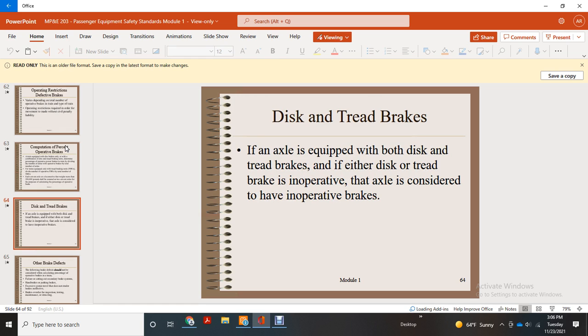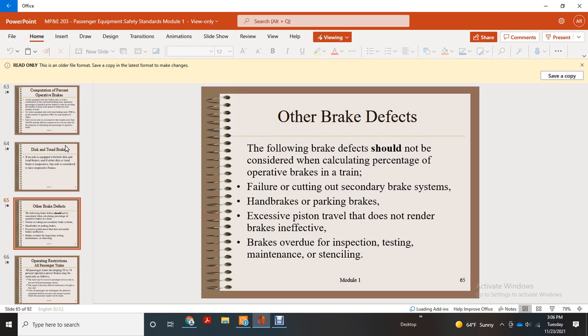Disc and tread brakes. If an axle is equipped with both disc and tread brakes and either the disc or tread brake is operative, the axle is considered to have operative brakes. Other brake defects. The following brake defects should not be considered in calculating the percentage of operative brakes on a train: failure of the secondary brake system, hand brakes or parking brakes, except piston travel that does not render the brake ineffective, and brakes overdue for inspection, testing, and maintenance.